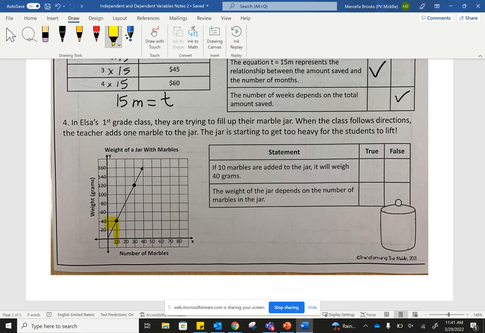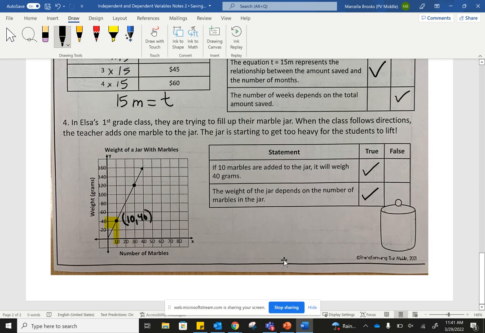My first point is at 10, 40. So here we go, I'm going to write that. 10, 40. So if 10 marbles are added to the jar, it will weigh 40 grams. Is that right? So we have 10 marbles here. Does it weigh 40 grams? Yep, sure does. And then the weight of the jar depends on the number of marbles in the jar. Is that true? Does how heavy the jar weighs depend on how many marbles are in there? You're darn tootin' it does. So here we go. That's true.